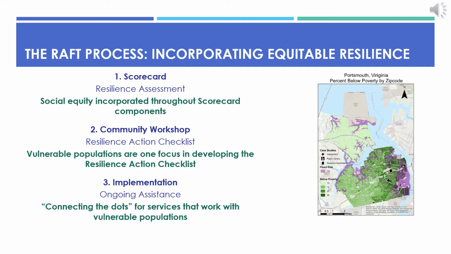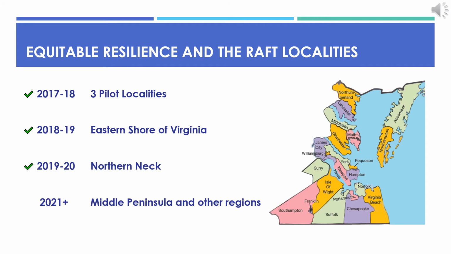The final component of the RAFT process is the implementation phase, where the RAFT team provides localities with ongoing assistance to support implementation of the checklist action items. A key part of this implementation phase is connecting the dots for services and programs that work with vulnerable populations. How did we go about incorporating equitable resilience into the RAFT process?